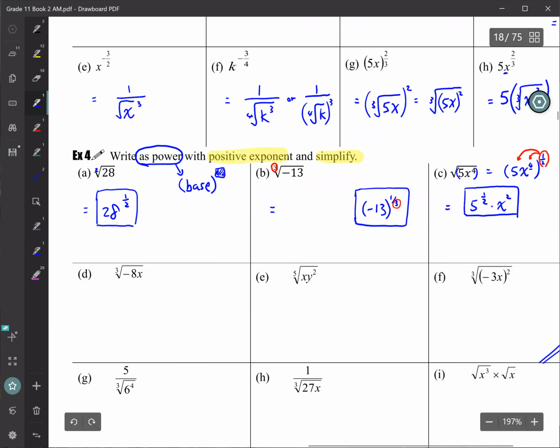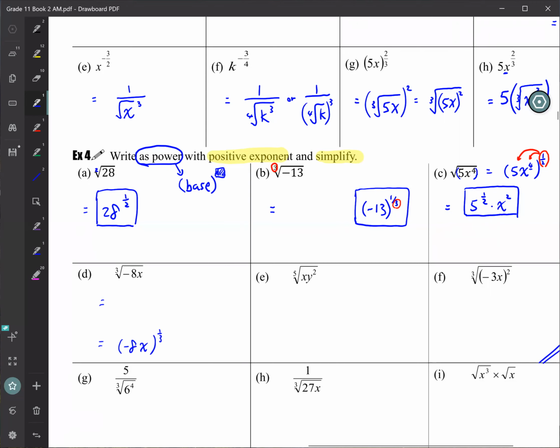Okay, look at D. Yoshir, what does your final answer look like? Bracket negative 8x bracket to the 1/3, like that? Did you stop there? Okay, this one we need to do another step if you want to simplify more.